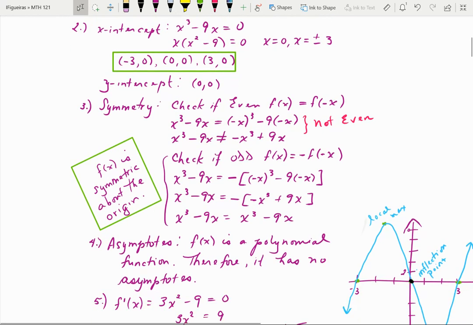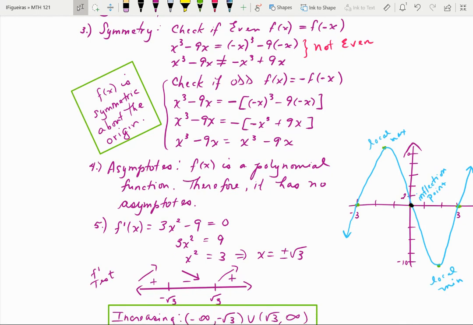So I want to find asymptotes. Well, with polynomials, you're not going to be able to find asymptotes. There will be no line that the graph approaches and doesn't touch. So with polynomials, just state there's no asymptote. So you can move on. No asymptotes.